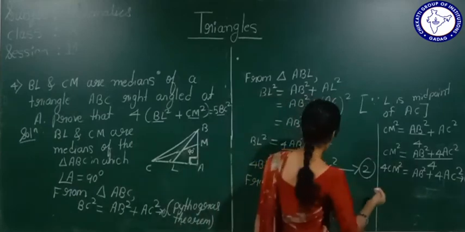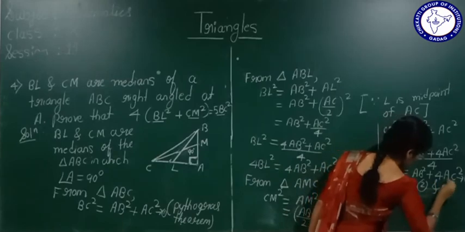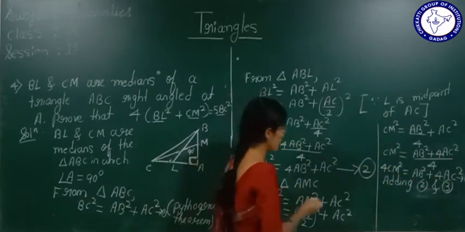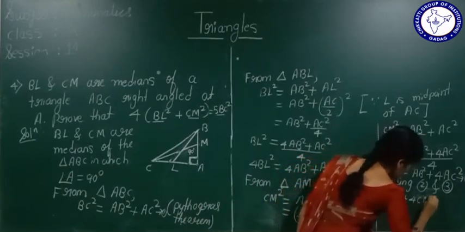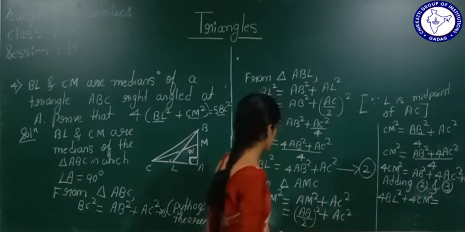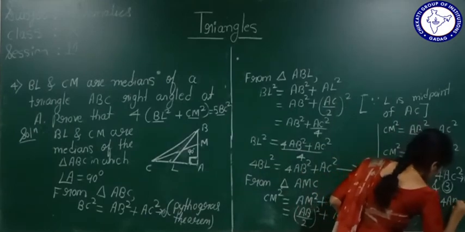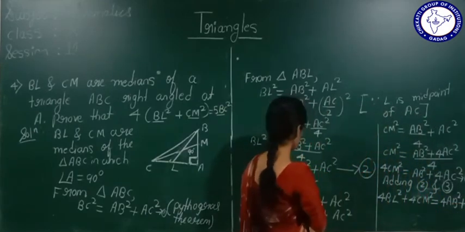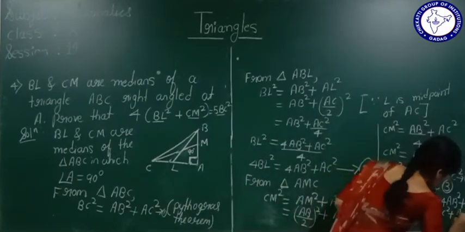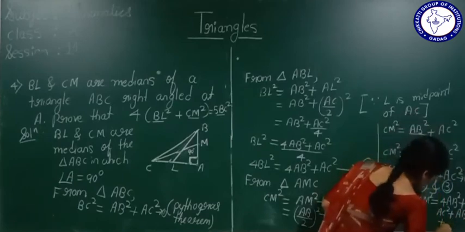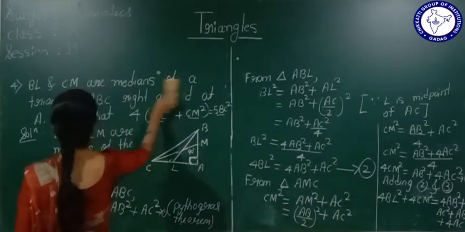So adding 2 and 3, what will we get? 4BL square plus 4CM square is equal to 4AB square plus AC square plus AB square plus 4AC square. Okay, we will continue that problem here.